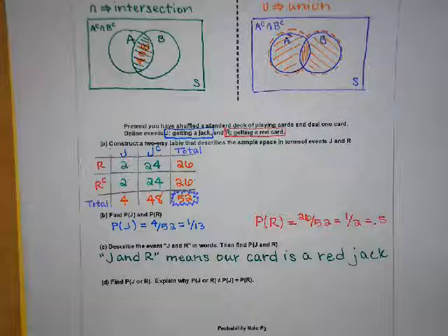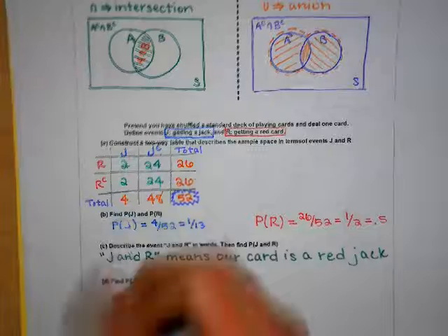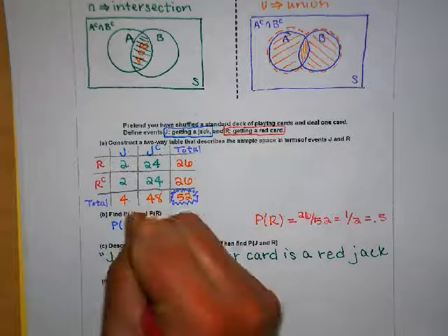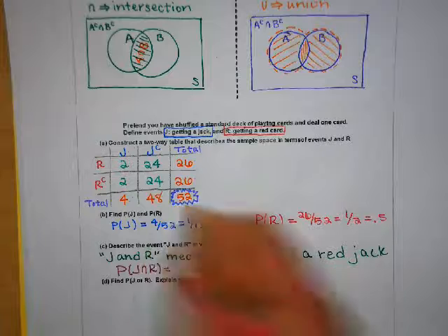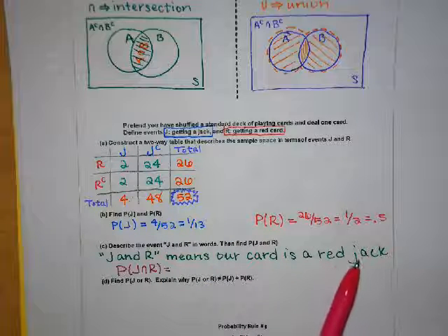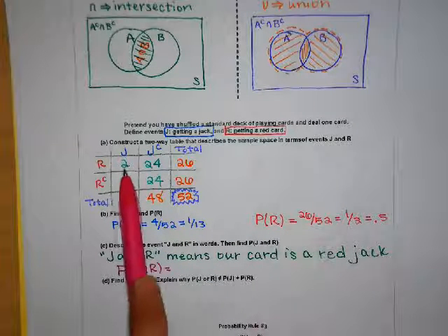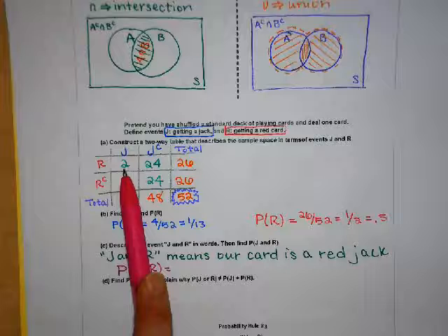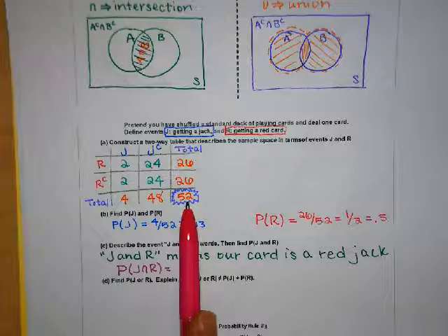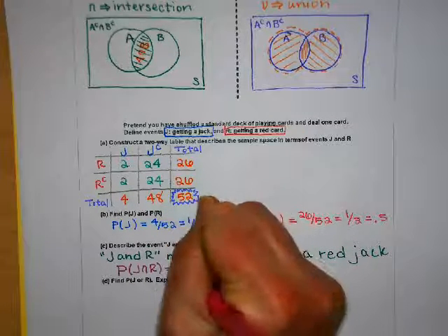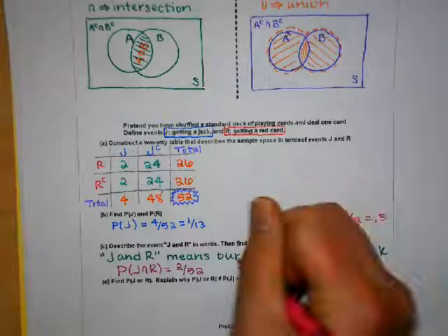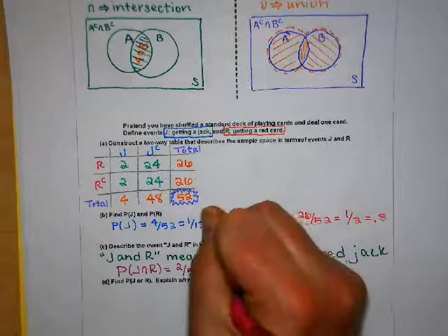So then it asks us to find the probability of J and R. So red jack. If I go up to my table, there are 2 red jacks out of 52 total cards. And that would be 1/26 simplified.